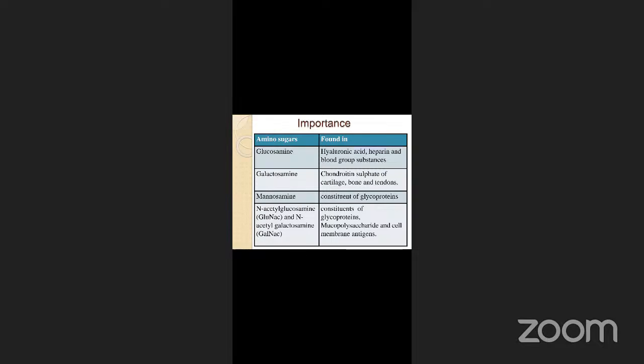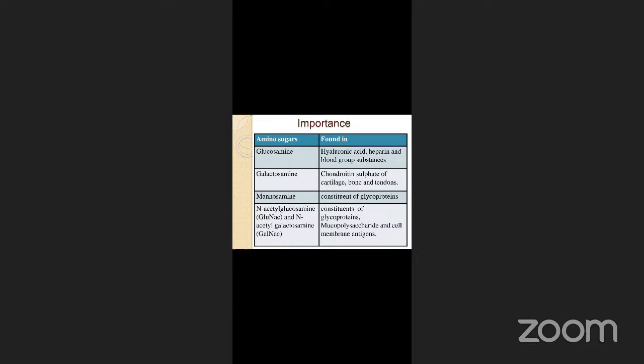Then amino sugars. Amino sugars are nothing but sugars along with amine groups. If you see in amino acids, that amine group, when linked to the sugar, is called an amino sugar. Like glucosamine, which is in blood group substances, heparin, hyaluronic acid. Then galactosamine, which is in chondroitin sulfate of cartilage, bone and tendons. Then mannosamine, which is a constituent of glycoproteins. And N-acetyl glucosamine and N-acetyl galactosamine are present in the bacterial cell wall.